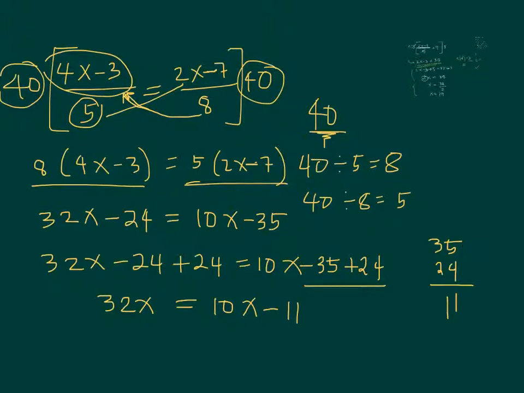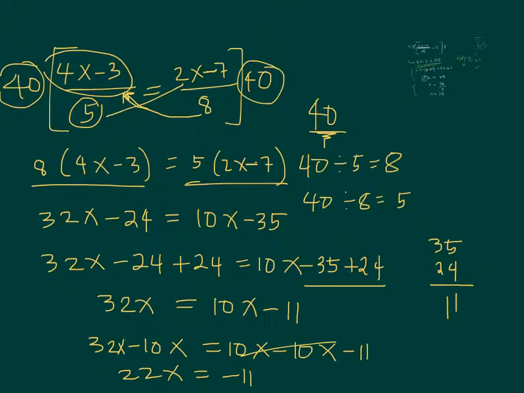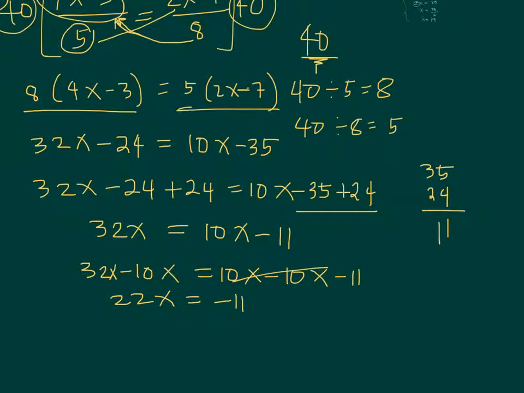And then we don't need the 10x, so we subtract both sides by 10x. 10x minus 10x minus 11. So this will become 0, right? So we have 32x minus 10x is 22x equals, this is now 0 minus 11. And then we divide by 22. So x must be, so this is a fraction, so we reduce it by 11. So negative 1 over 2.